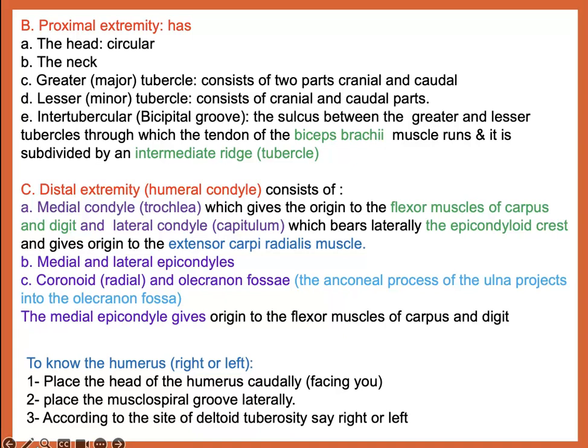We have the medial condyle, the trochlea, and the lateral condyle, the capitulum, and then we have medial and lateral epicondyles, and then we have the coronoid fossa and the olecranon fossa, right?